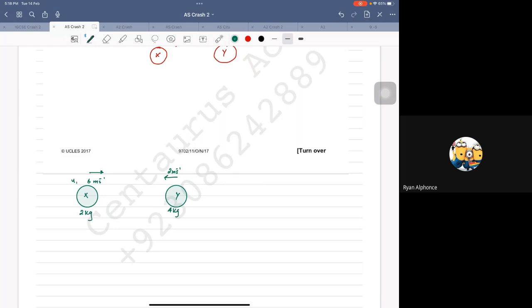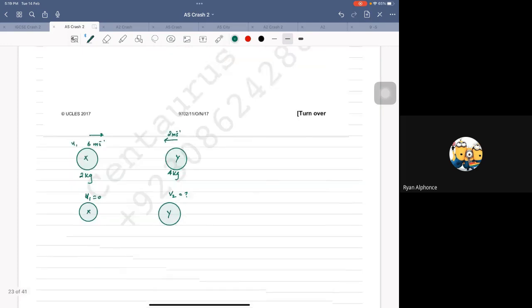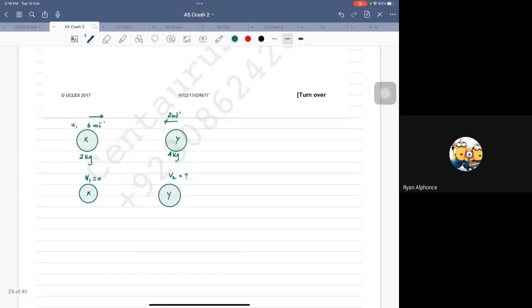Afterwards, this mass Y, we don't know where it goes. So v2 we don't know, but we know that this sphere X stops completely, right? So this is not related to the question above. That is a different equation. Anyway, that was pasted wrongly.